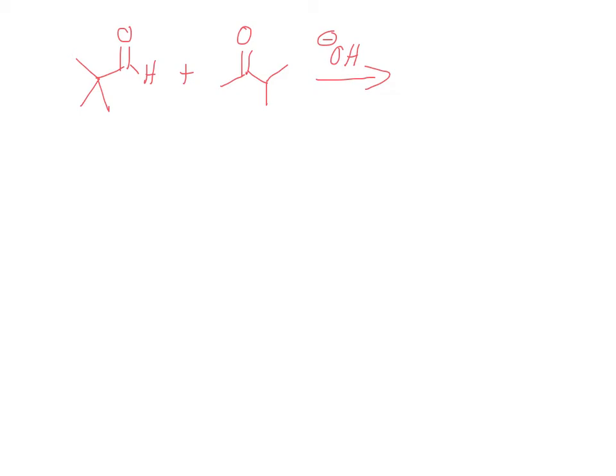So the aldehyde here, does this aldehyde have any alpha hydrogens? No, because this is not an alpha hydrogen. Absolutely not. But what about this ketone? Does it have any alpha hydrogens? Yes. How many types? Two types. So which one are we going to pick, though?